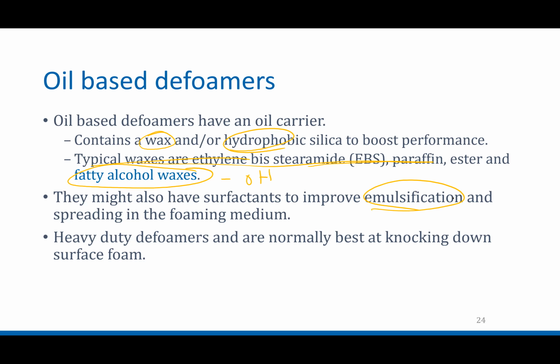Okay, heavy duty defoamers are usually used for knocking down surface foam. So again, surface foam, you can think of like shaking up a Pepsi and you get all that foam on the top. That is not good, right? Foam is not easy to pump through pipelines. It's not efficient for burning. So a good way to get rid of that is to add surfactants and defoamers.